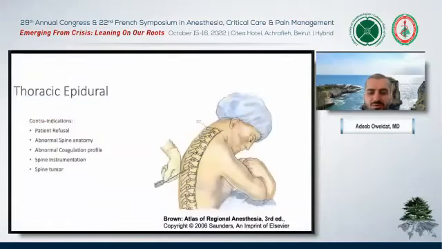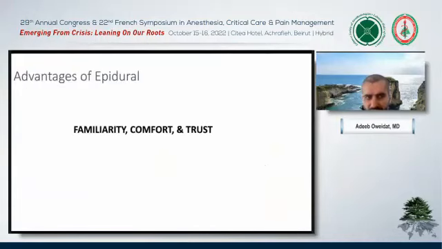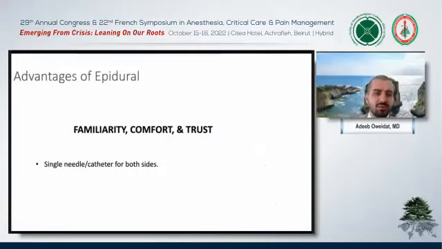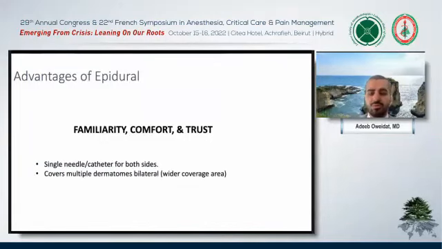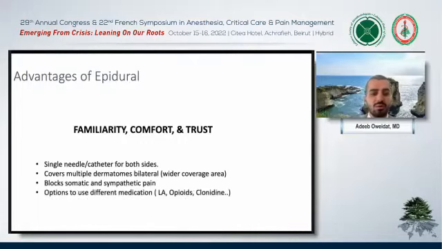Thoracic epidurals are usually the gold standard for thoracic surgeries. However, we have contraindications for them, such as patient refusal, coagulation abnormalities, or difficult spine anatomy. However, we are very familiar and comfortable doing an epidural, and it always gets the job done. Usually a single injection or a single needle will give you a bilateral block. It will cover multiple dermatomes, and it blocks not only somatic pain, but also visceral pain. And you can mix local anesthetics too.